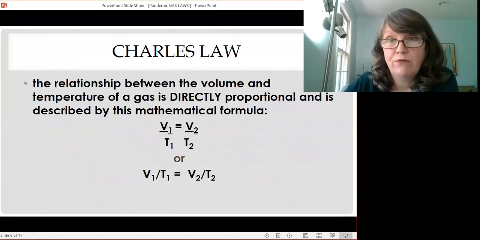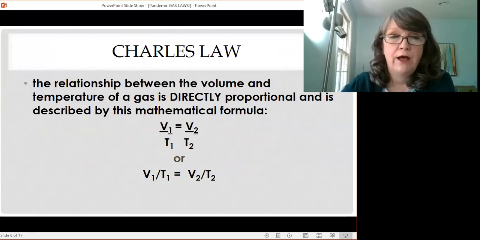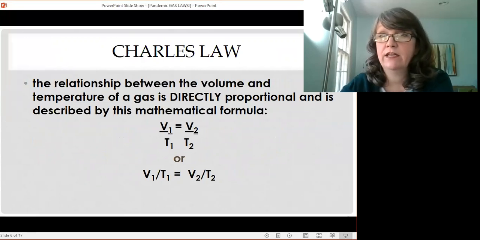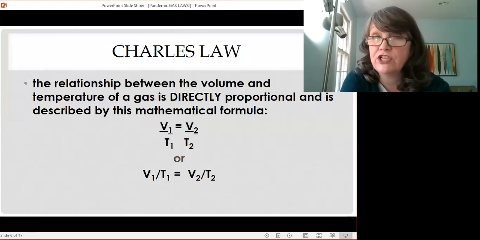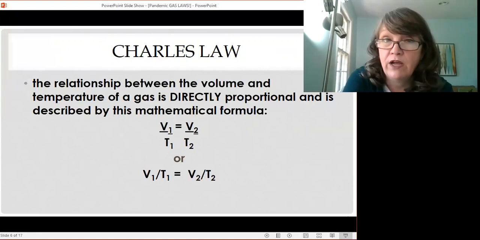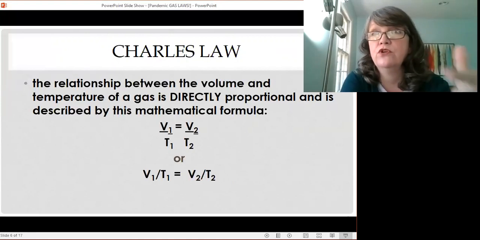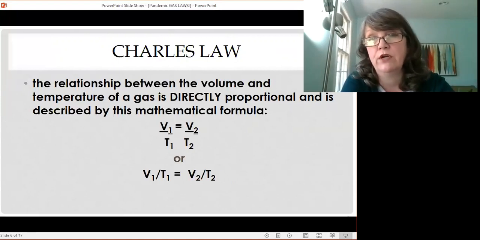So the first law we're going to look at is Charles's Law. We can express Charles's Law as a statement, and that just says that the volume and temperature of a gas are directly proportional. Or we can describe it by a formula: your initial volume, V1, divided by your initial temperature, T1, will be equal to your new volume divided by your new temperature.